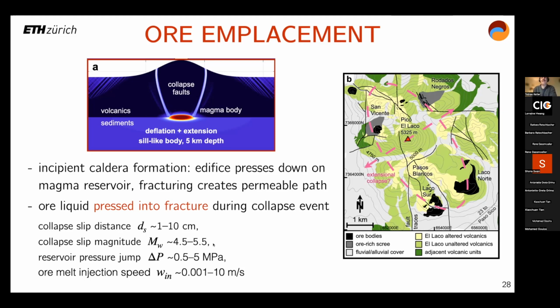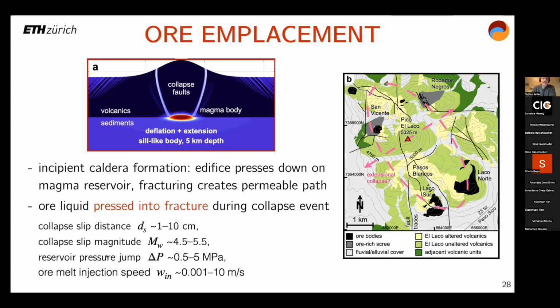But because during one of these events the roof of the magma chamber will be pressing down onto the deflating magma body, we can actually calculate from the volume shortening rate and the compressibility of the magma what the pressure jump in the magma chamber will be. And it's on the order of 0.5 to 5 megapascals. Obviously, if you're increasing pressure and the body is connected to permeable fractured areas, we can calculate what an injection speed might be if we're able to press some of that iron-rich, low viscosity melt into the base of these fracture zones.